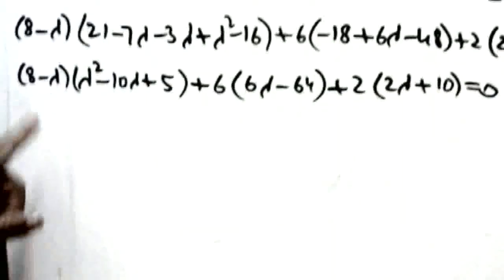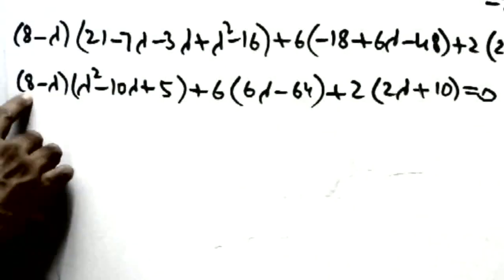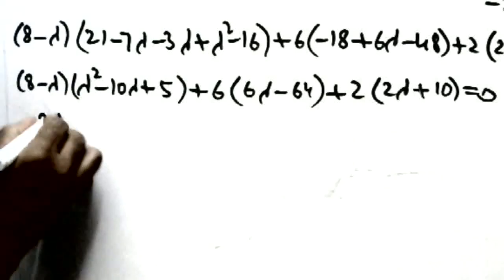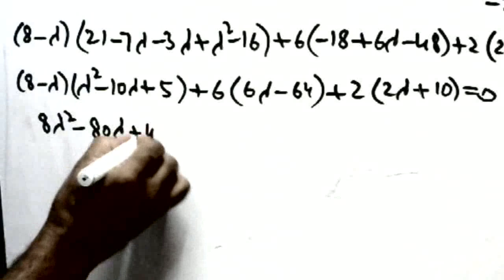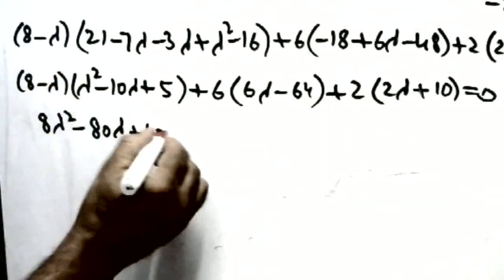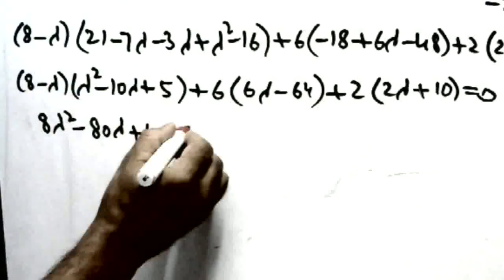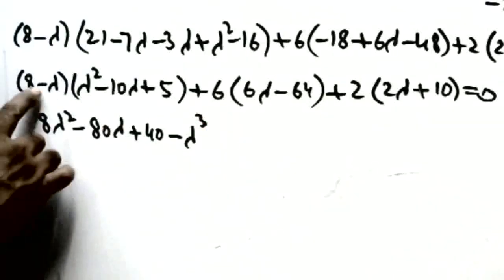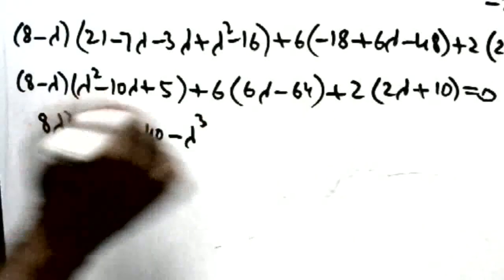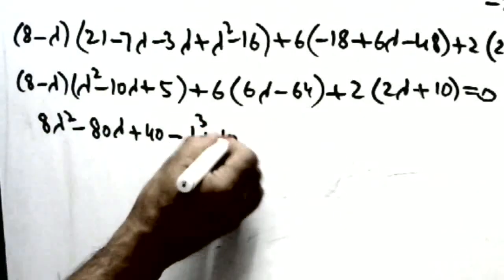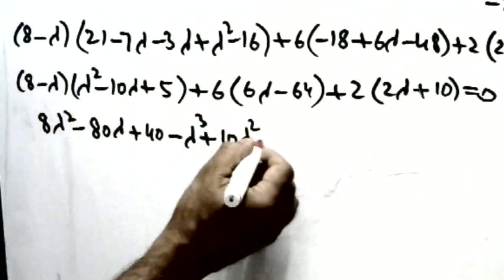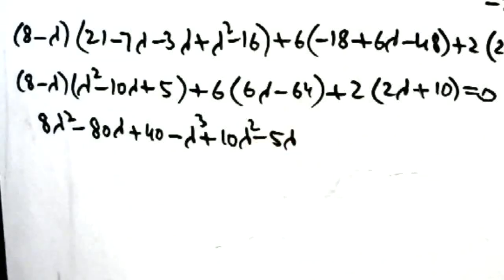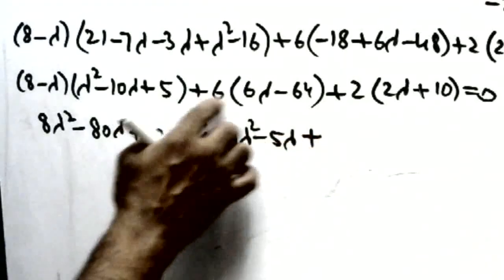Now let me multiply all the numbers. Okay, first let me start from here, 8. Now we multiply with 8 all these three numbers. 8 into lambda square, 8 lambda square, 8 tens are 80 lambda, 8 fives are 40. Now minus into plus, minus lambda into lambda square, lambda cube, minus into minus, plus 10 lambda into lambda, lambda square, minus into plus, minus 5 into lambda, 5 lambda.